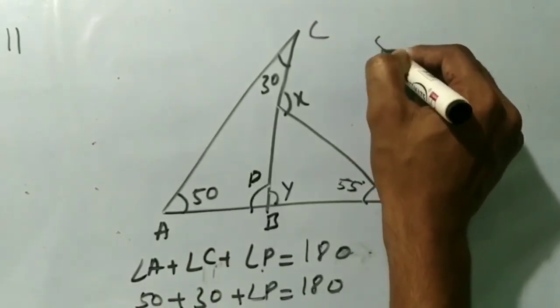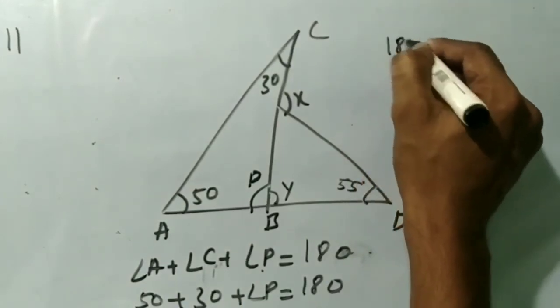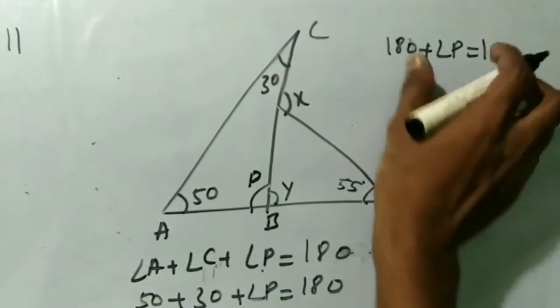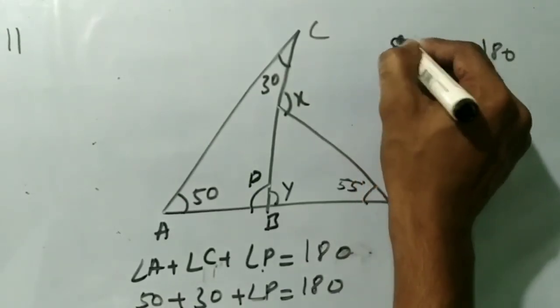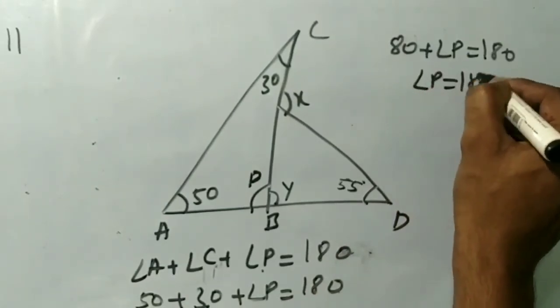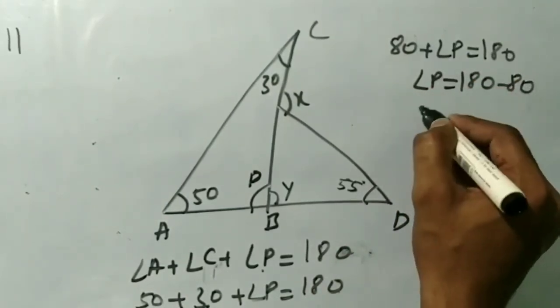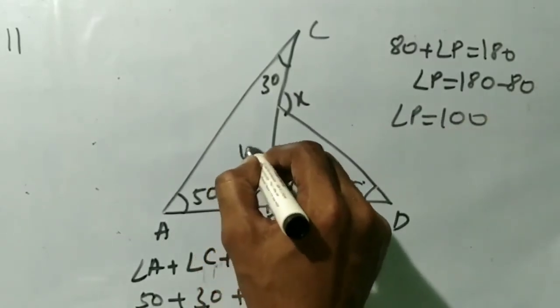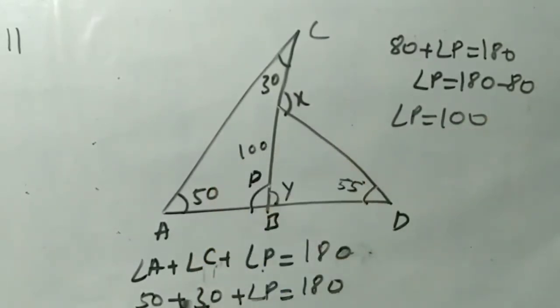So 50 plus 30 is equal to 80. Then angle P is equal to 180 minus 80. Angle P is equal to 100. Here, 100. That is, angle P is equal to 100.